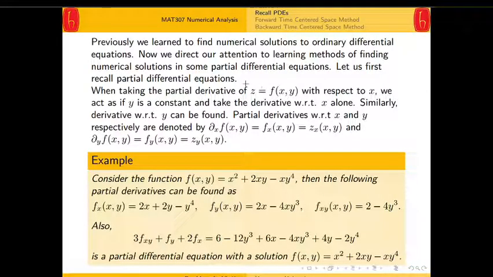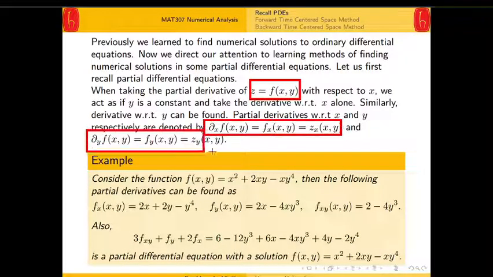When taking the partial derivative of this multivariable function with respect to x, we act as if y is a constant and take the derivative with respect to x alone. Similarly, the derivative with respect to y can be found. So partial derivatives with respect to x and y are respectively denoted by the partial sign with a subscript x of f, and also subscript x of z, for example. These are the ways to show the partial derivatives, and for the y derivative, we can do the same thing. So these are how we denote partial derivatives.